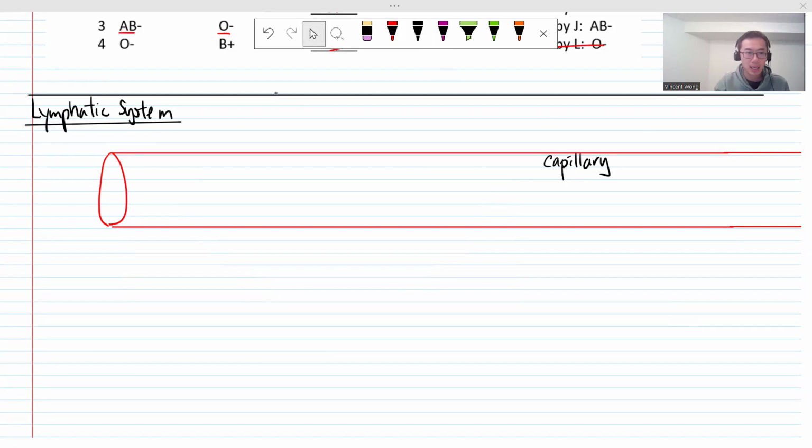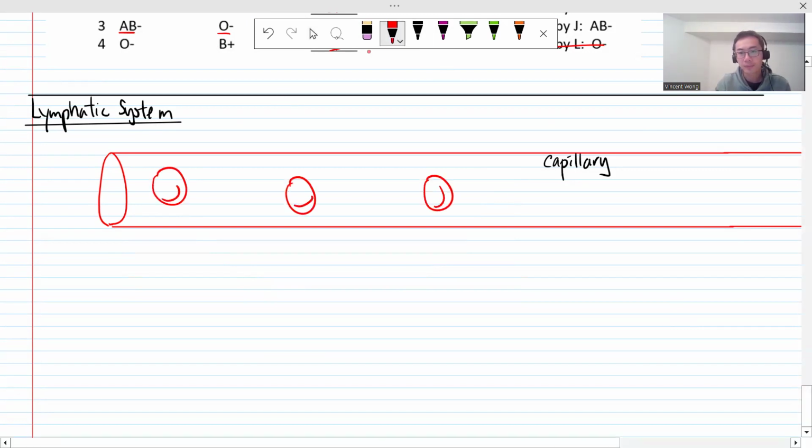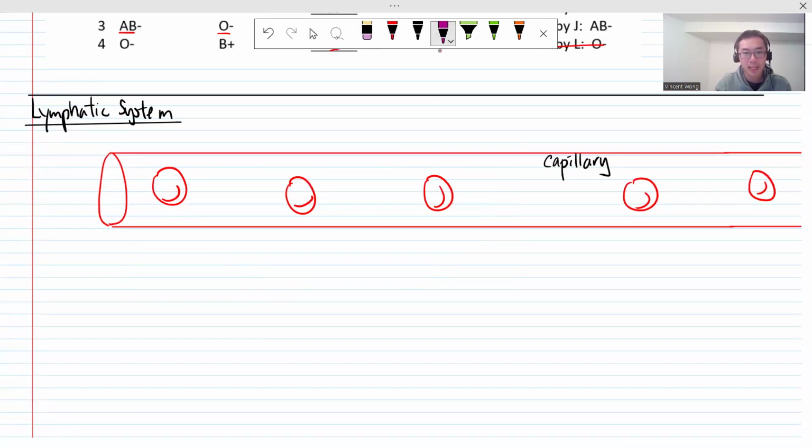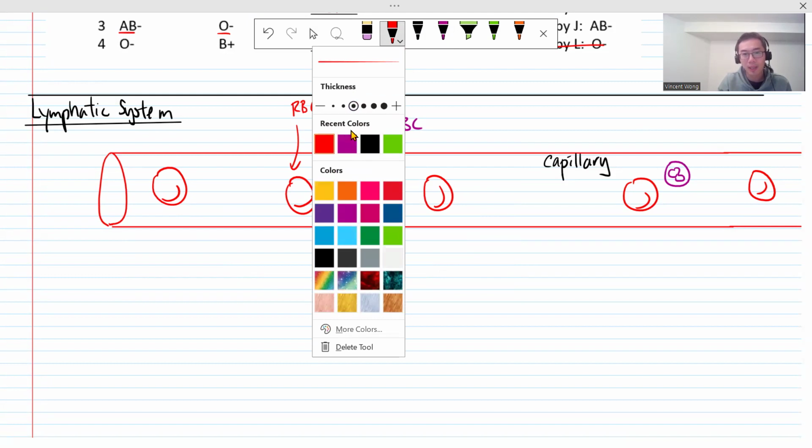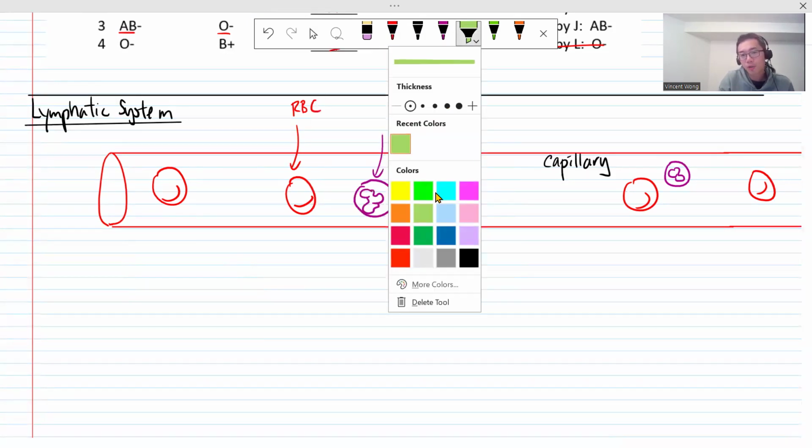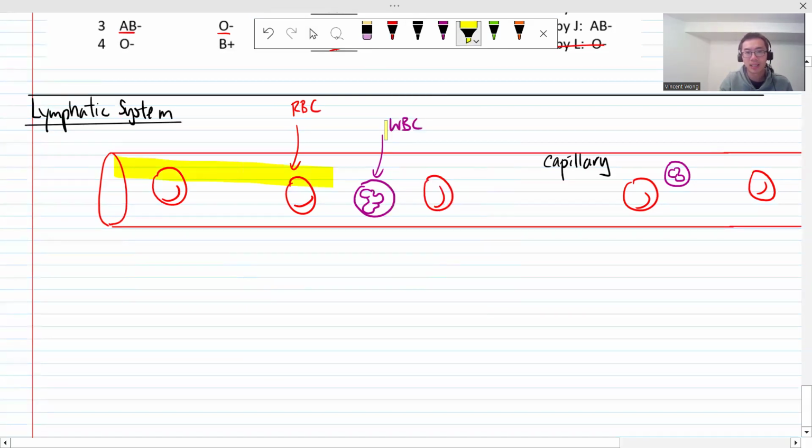Okay, so we already know that there are red cells here. There are probably some white cells as well, although they're not really common, so I'm just going to draw a few of them. These are WBC. These are RBC. Now it's not separated in the blood, but I'm going to draw it as if they are separated to show you a point.